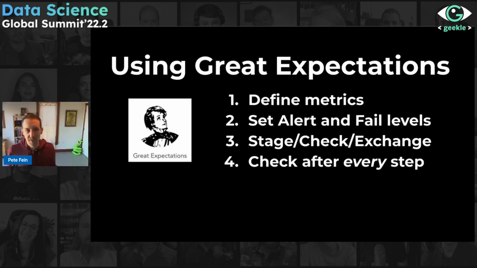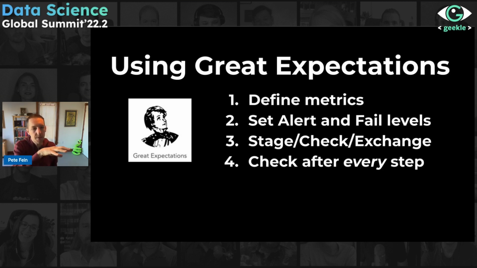How do you use this thing? Basically what you want to do is define those metrics. You want to figure out what are those heuristic checks that you're concerned about, and that's going to be specific to your problem. And then you set alert and fail levels. Like I said, it could be 5% nulls is an alert, 10% is an error.